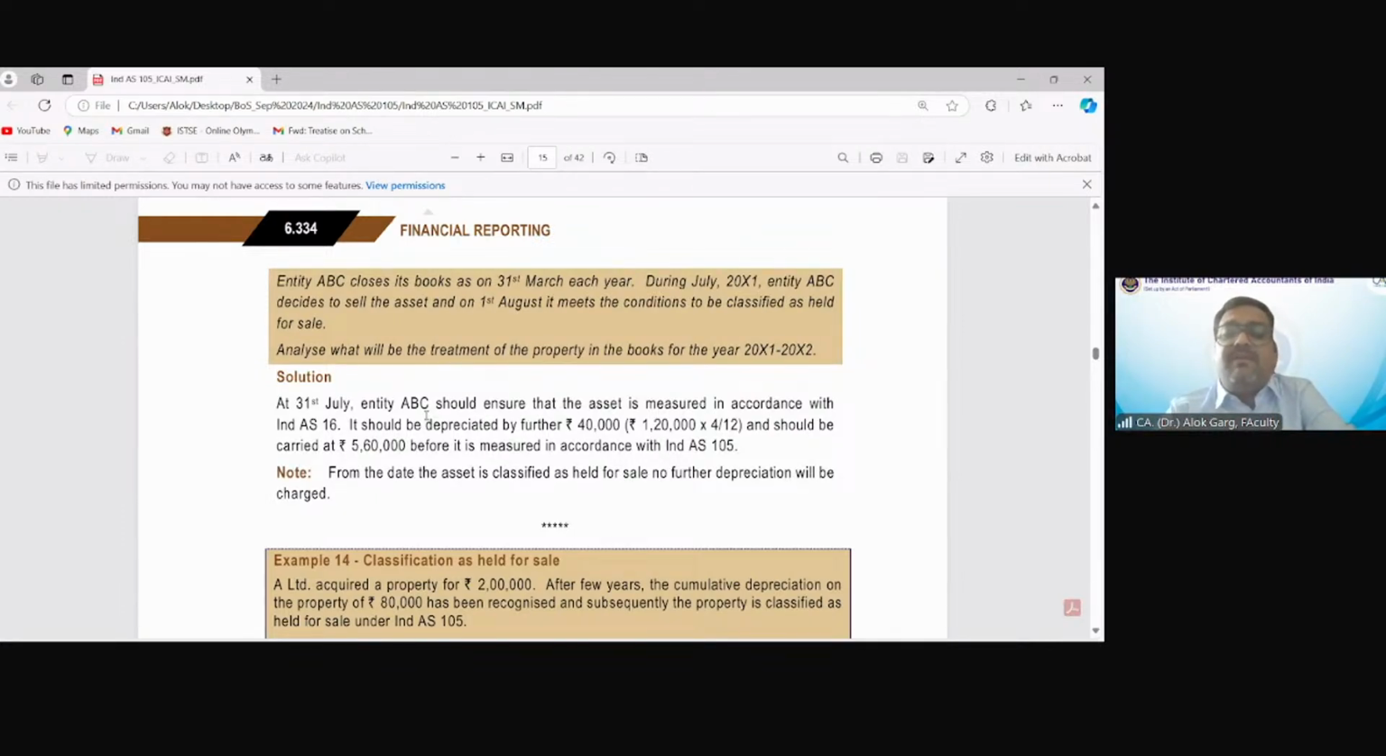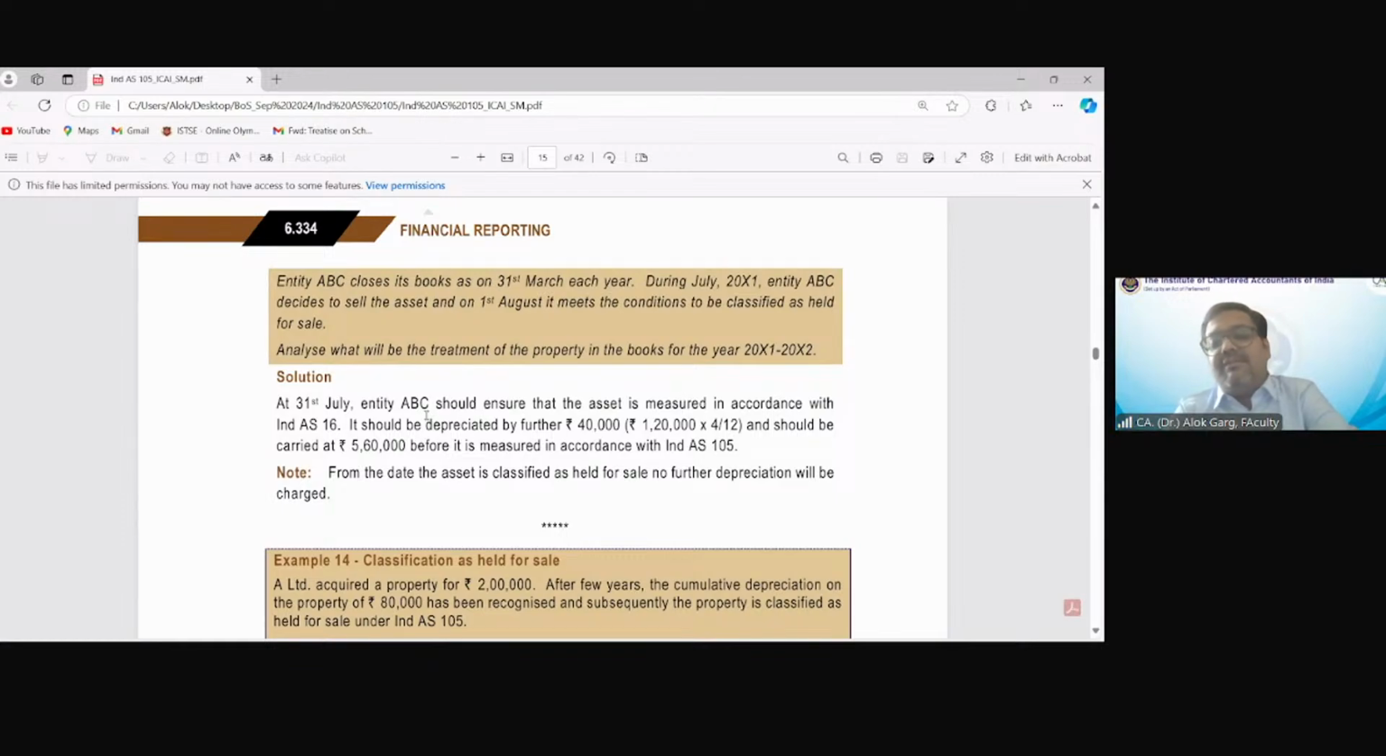The asset must be available for immediate sale in present condition, and the sale must be highly probable. It means the entity has an intention and ability to sell the asset, and the sale is highly probable means 5 conditions should be satisfied. Management is committed to sell the asset. The management has started searching for a buyer. The asset price quoted is reasonable, and it is likely that the asset will be sold within 1 year, and it is unlikely that the plan of sale will change.